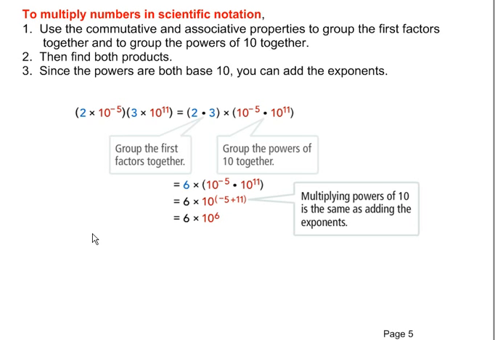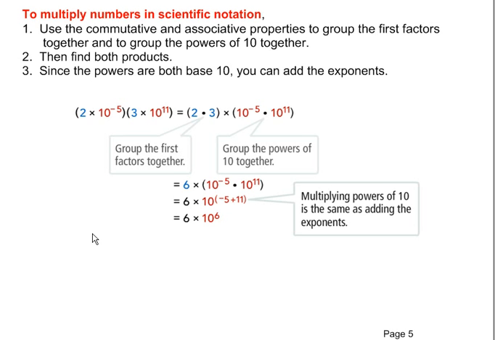So the problem is 2 times 10 to the negative 5th, in parentheses, times 3 times 10 to the 11th power, in parentheses. So we use the commutative and the associative properties. We group the first factors, which is 2 and then 3. So those two are together. And then we have two different exponents. We have 10 to the negative 5th and 10 to the 11th.